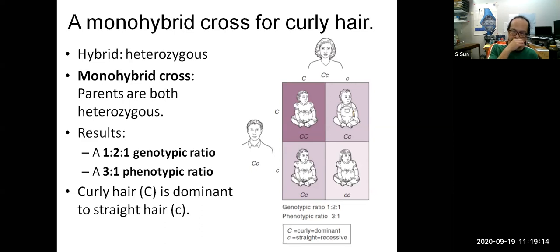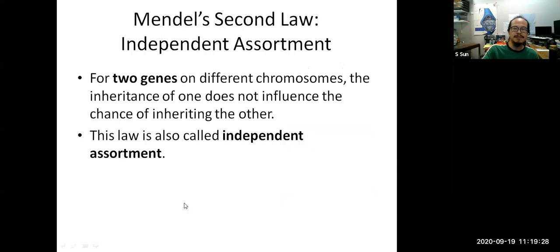So when you learn about Mendelian law or genetics, a lot of the time it's about terminology. You need to be very familiar with that terminology. Now, Mendel's first law is that all alleles are equally distributed, and their mating is also randomly picked.